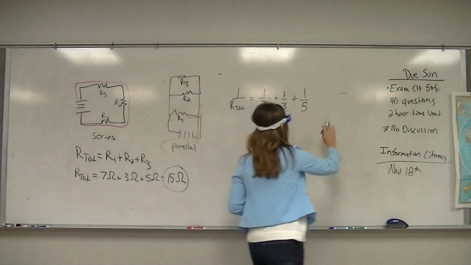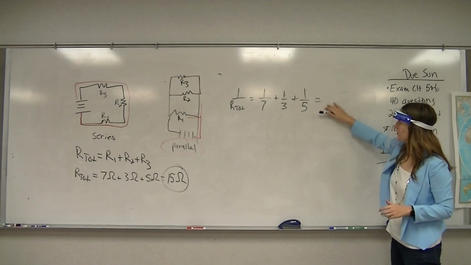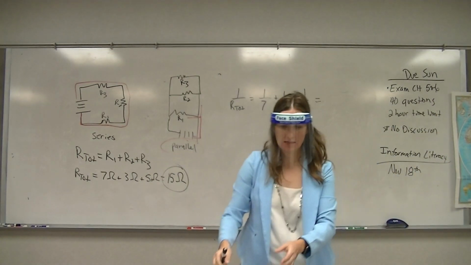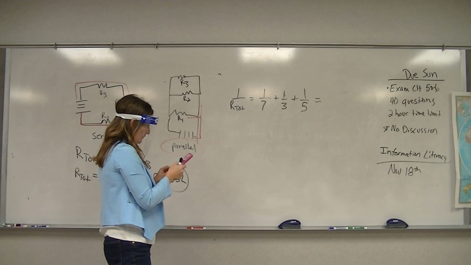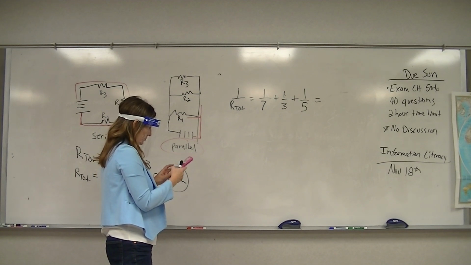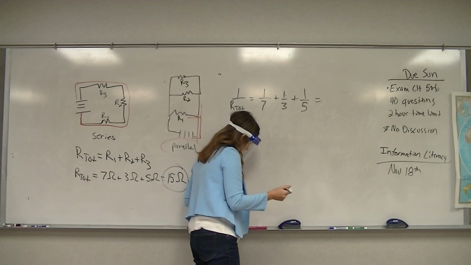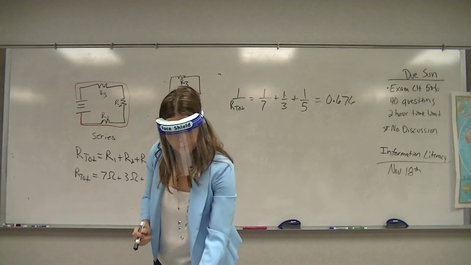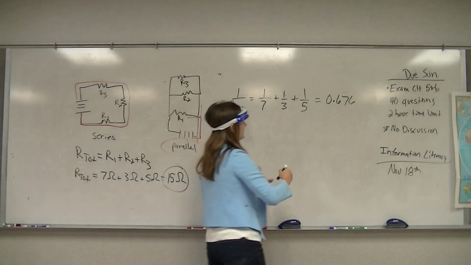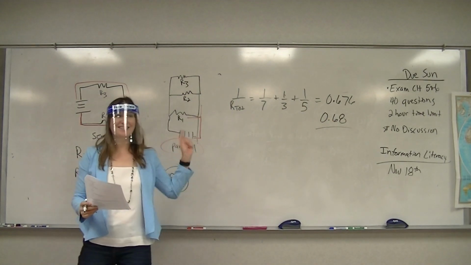Now, when we add these together, whatever answer we get, that is not our R total, okay? So if I add these, do I have my calculator here? 1 over 7... So I get 0.676. Notice, if I round this, that's one of the answers. That is not the correct answer though.